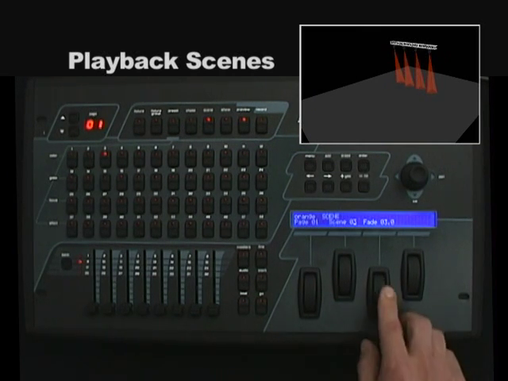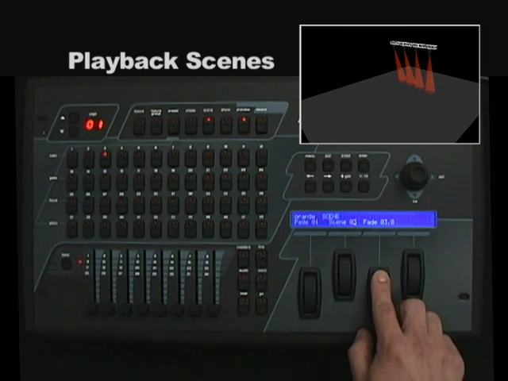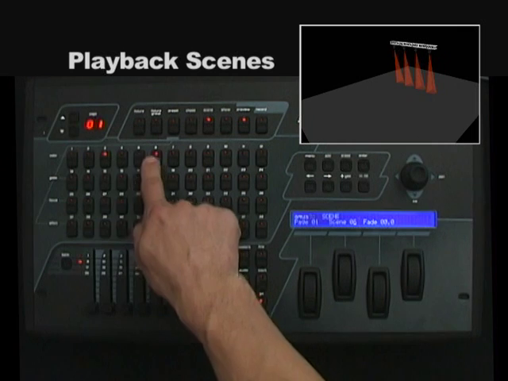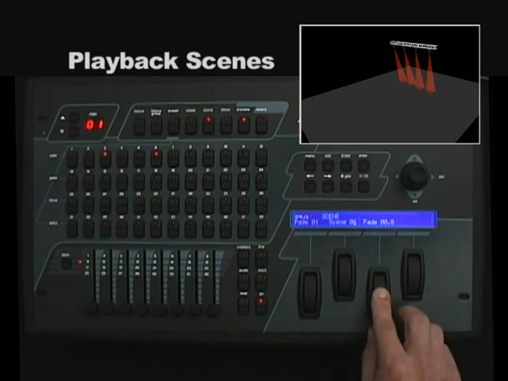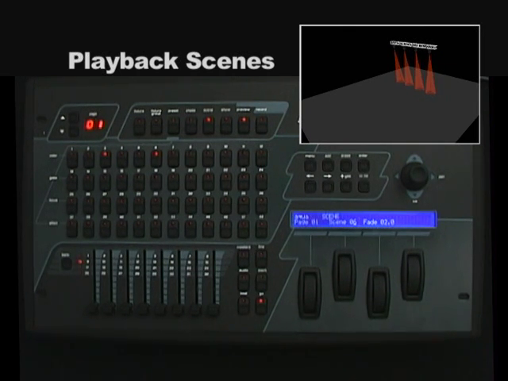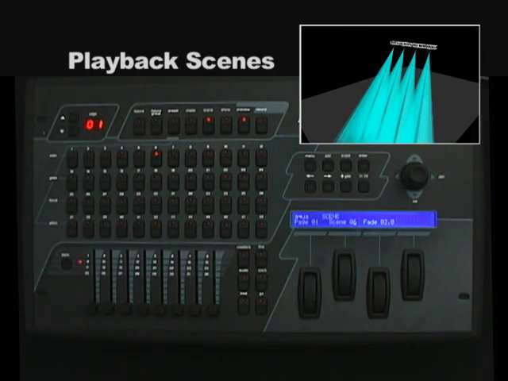You can also manually adjust the fade time for the previewed scene by adjusting data wheel 3. For example, if I want to preview scene 6, which incorporates 0 fade time, I can adjust the data wheel to read 2 seconds of fade time, then press go, in which case when the scene is called up, it now incorporates a 2-second fade time.